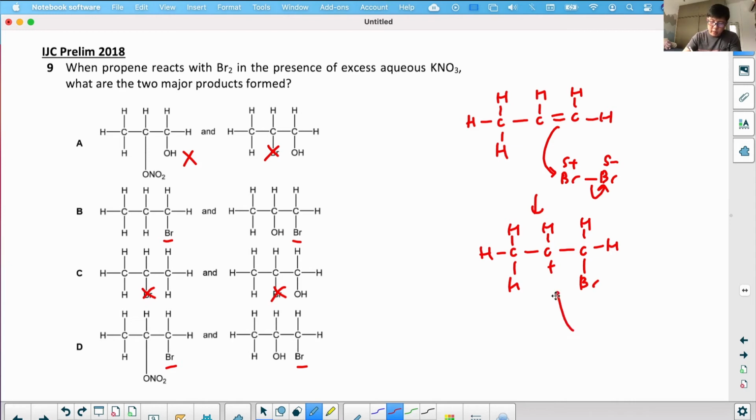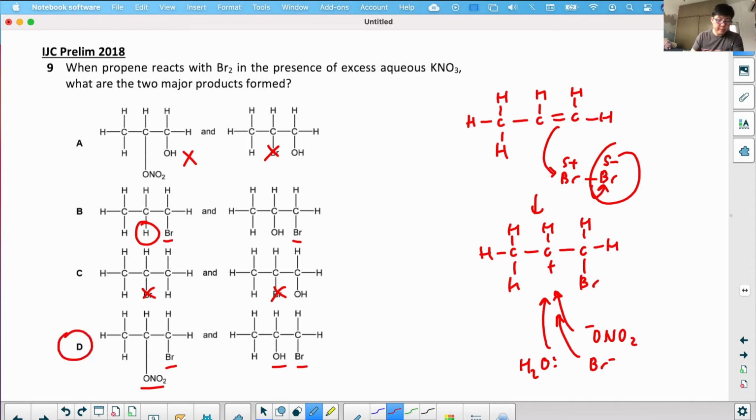So what are the possible nucleophiles that can attack the carbocation? Definitely it could be this, which is the NO3 minus, or it could even be the Br minus that was formed over here, or the last one, it could be water, H2O. Right, so these are the possible nucleophiles that could actually attack the carbon. So let's see, yep, I can get this and I can get this. So B is wrong because this is an H, right? So this is out. So the answer is D. Okay, let's look at the next question.